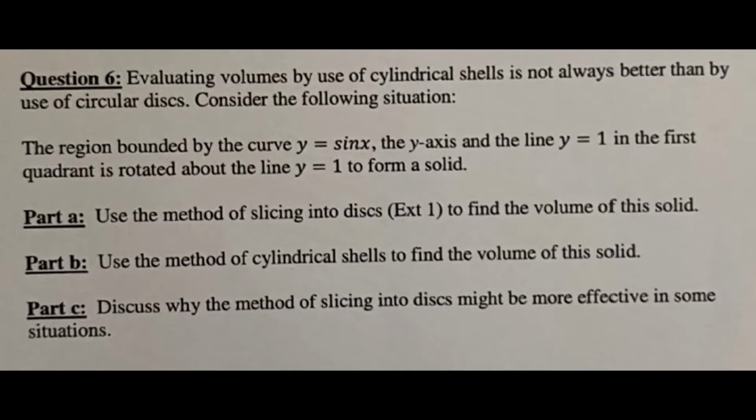So just like question 5, this question has 3 parts. Part A says use the method of slicing into disks, which is an extension 1 technique, to find the volume of this solid. Part B says use the method of cylindrical shells to find the volume of this solid. So in theory, those 2 different methods should give us the same answer. That's how we know we haven't made a mistake. And then part C says discuss why the method of slicing into discs might be more effective in some situations.